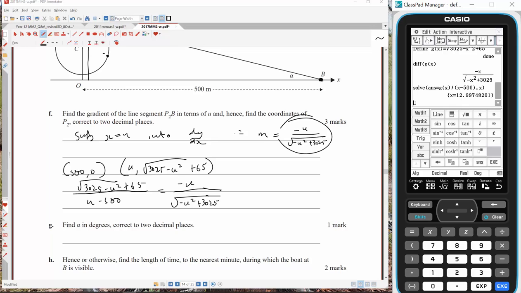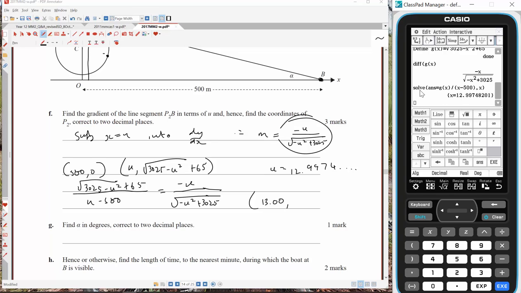All right, x equals 12.997. So we'll go u equals 12.9974 dot dot dot. So the coordinates is what we want. So it's going to be 12 point, no, it's going to be 13 rounded to 2 decimal places, and I would put those 2 zeros in there.